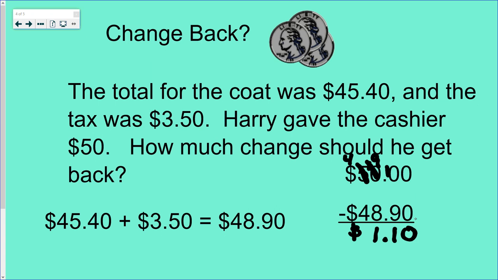Check your work. 0 plus 0 is 0. 1 plus 9 is 10. Carry my 1. 1 and 1 is 2, plus 8 is 10. Carry my 1. 1 and 4 is 5, and that equaled $50. So my change, or Harry's change, should be $1.10. So we take the total amount that he paid, the item plus the tax, and then we subtract that from the $50 that he gave the cashier. Okay?